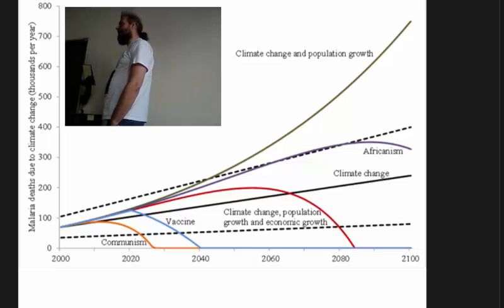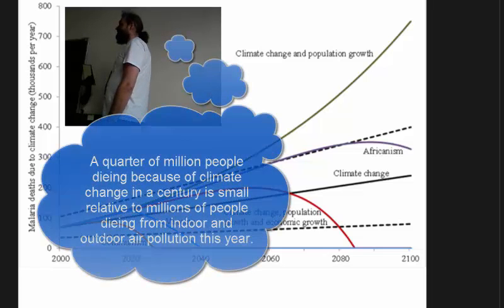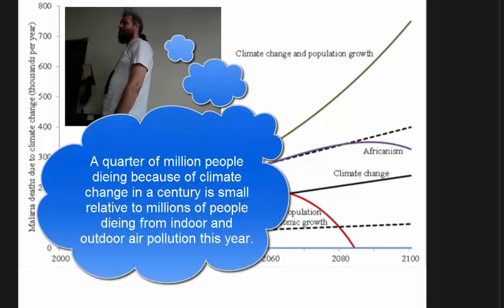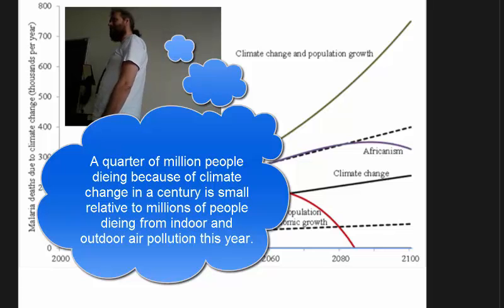250,000 people dying each year. It's fairly small compared to the number of people who die of air pollution in China and India today. Right? So even if this number is true, then climate change is still not a bigger environmental problem than air pollution. And this is climate change in 100 years from now. Right? And air pollution is today.